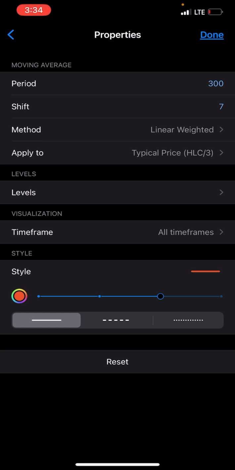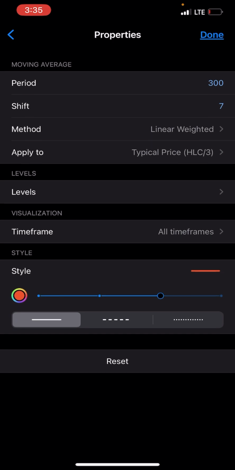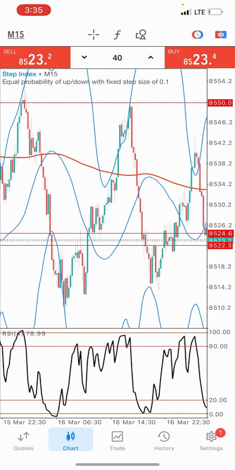Okay, we don't expect it to be very accurate because it's just an indicator, but when you combine it with other indicators, you'll be able to win more of your trades. So we have here period 300, shift is 7, method is linear weighted, apply to typical price. All right, so you can use red color and you click on done. That's the red indicator you see on the main chart.